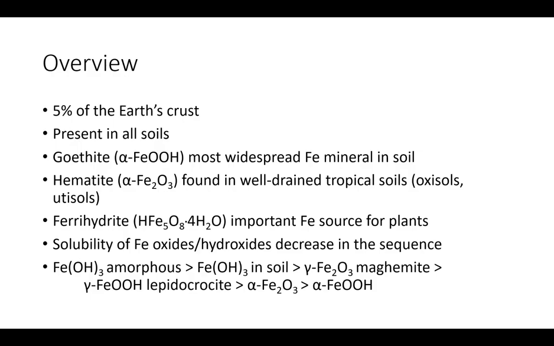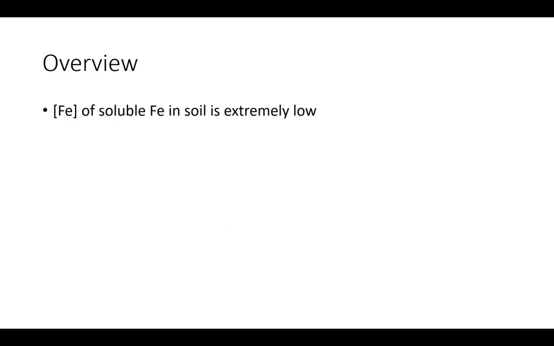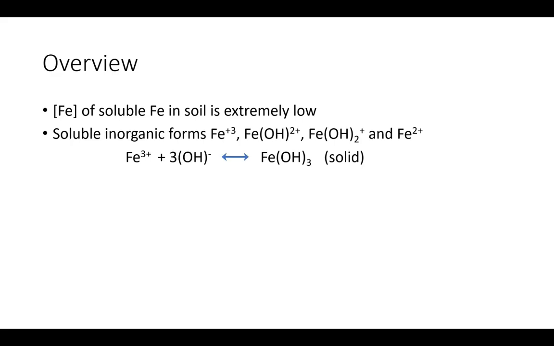You can see that there are different oxides, and these have a difference in solubility depending on which one you have in the soil. One may be more available than the other. The concentration of soluble iron in the soil is extremely low. We said that there was 5% in the Earth's crust, but that doesn't necessarily mean it's available for the plant. The soluble iron forms are iron plus 3, iron hydroxide plus 2, iron hydroxide plus 1, and iron plus 2. If they combine with oxygen, or if they combine with hydroxides, they make iron hydroxides, which are insoluble. Therefore, you may have a problem with solubility depending on what your pH is.